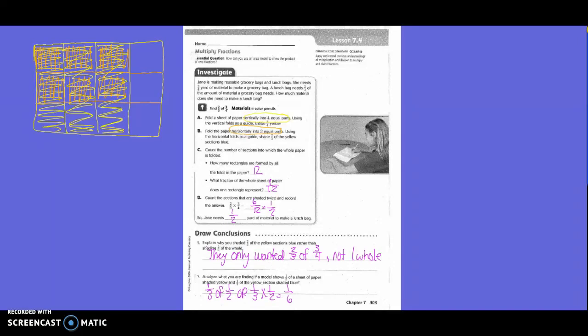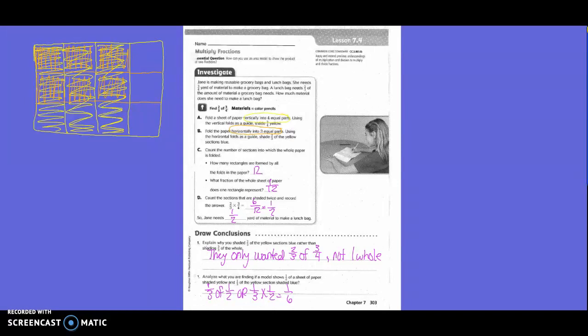Fifth grade, chapter 7, lesson 4, multiply fractions. Jane is making reusable grocery bags and lunch bags. She needs 3/4 yard of material to make a grocery bag. A lunch bag needs 2/3 of the amount of material a grocery bag needs. How much material does she need to make a lunch bag?